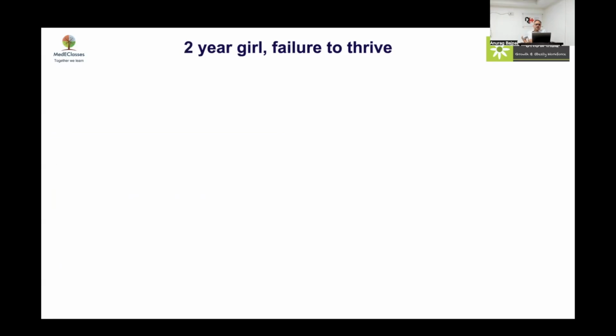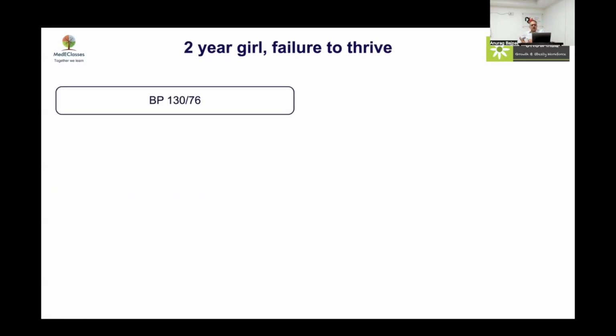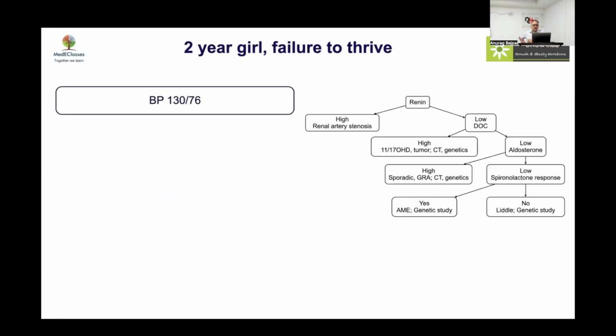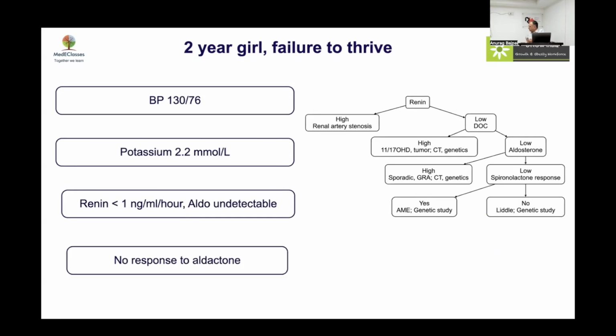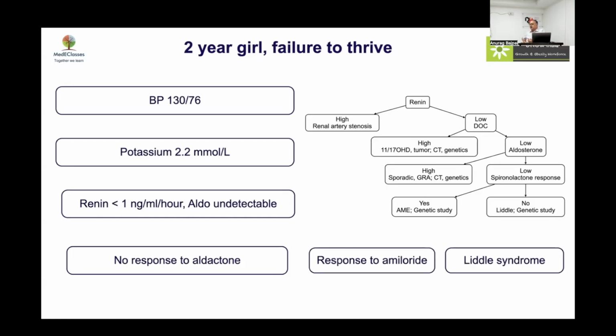And this turned out to be AME. Finally, a 2-year-old girl with failure to thrive, hypertension, and you are seeing here that there is hypokalemia, renin is low, aldo is undetectable. We already discussed two differentials. AME and Liddle's. Yes, no response to aldactone. Liddle's. So this is more likely to be Liddle.